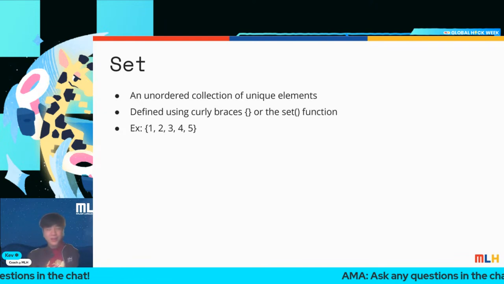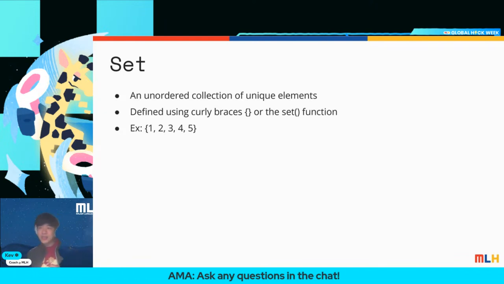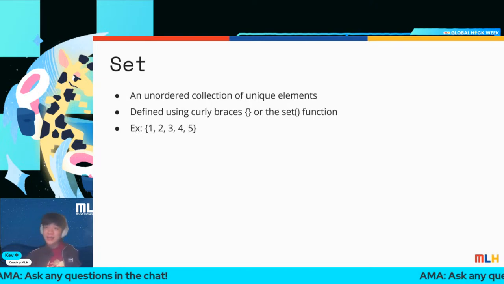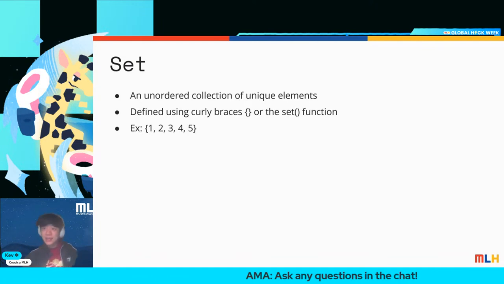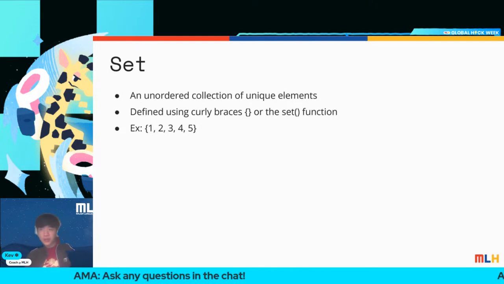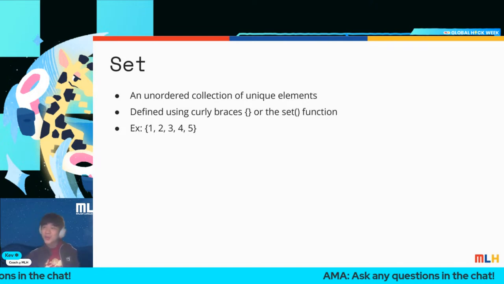Set is generally a thing not that many people understand. I also don't want to get super in-depth because set can get a bit more complex. I'm going to go over what it is as a basic data type. I won't go too much in-depth. So a set is an unordered collection of unique elements defined using curly braces or the function set. The functions, we'll learn more what those are later.